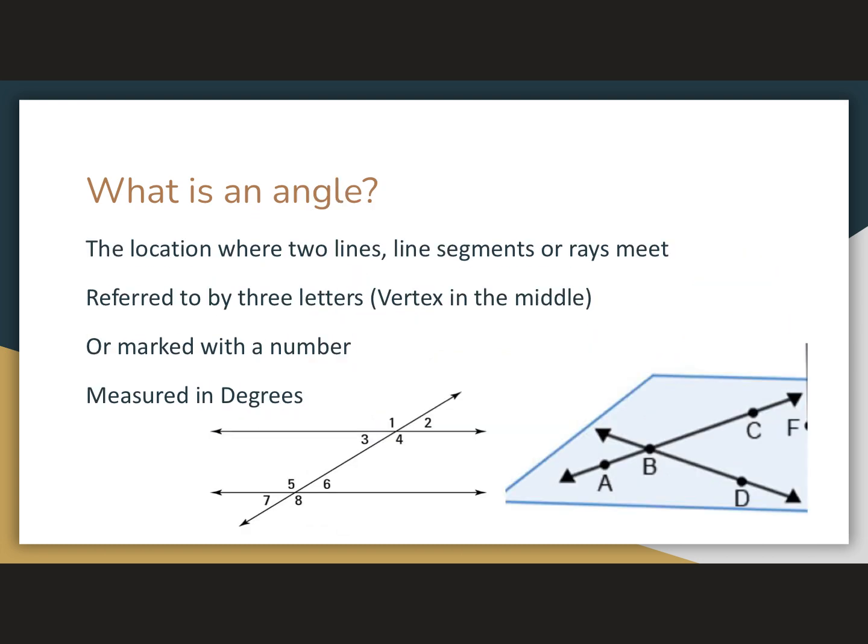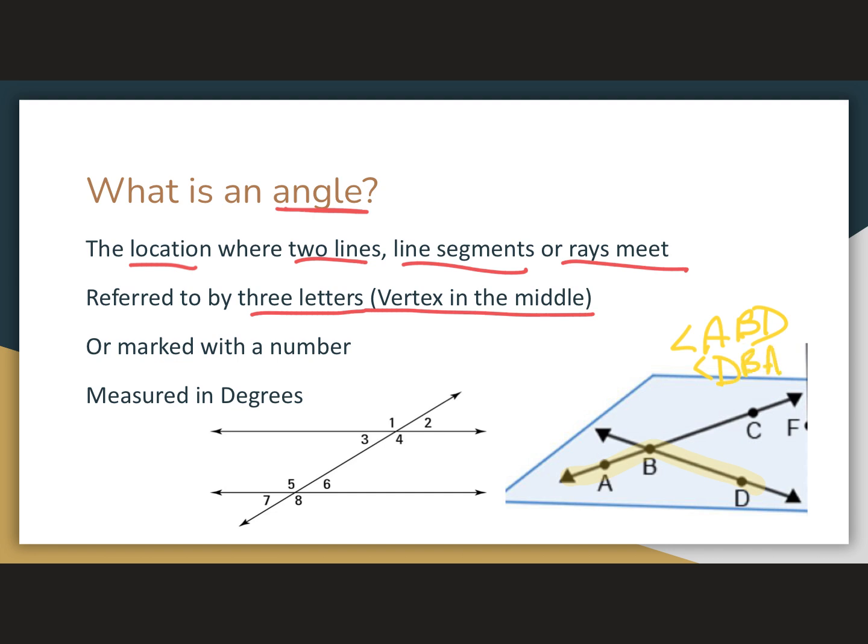Okay, so next let's talk about what is an angle. An angle is just a location where two lines, line segments, or rays meet. They can be referred to by 3 letters, with the vertex in the middle. So over here, I have angle ABD, or I could write angle DBA. Again, the order there doesn't matter.